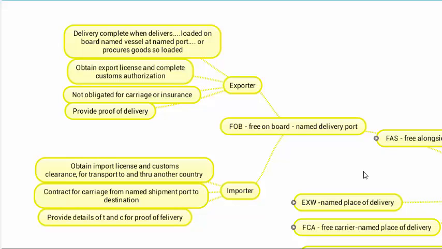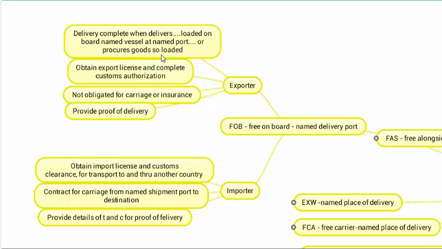Let us turn our attention to the most famous term for sea shipment, FOB, free on board. FOB is a delivery port. Delivery port is a port of the exporter. What are the responsibilities? Delivery is complete when they deliver it or load it on board a named vessel.